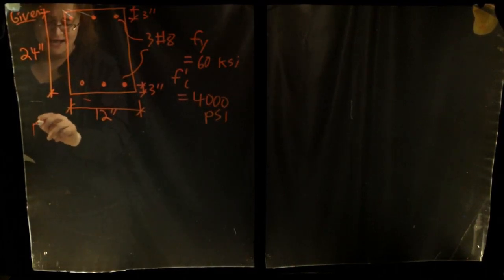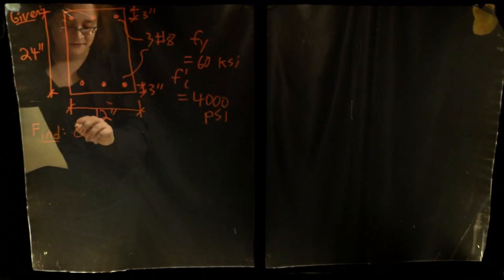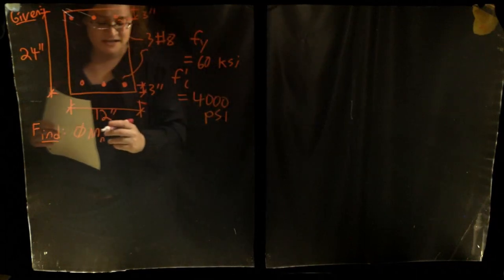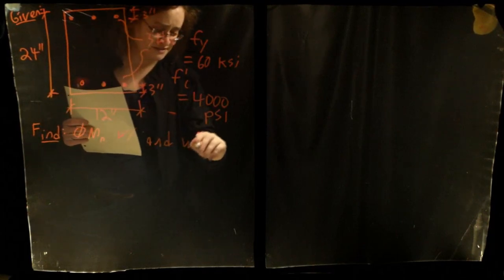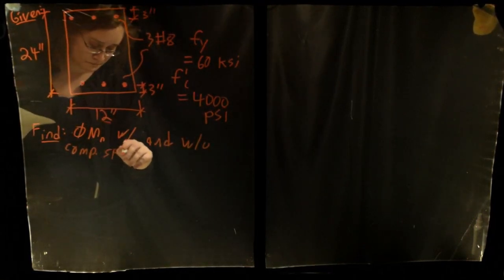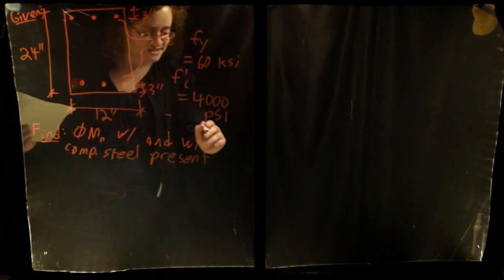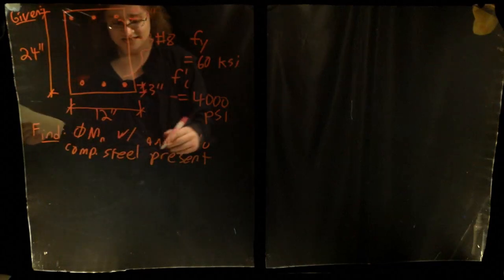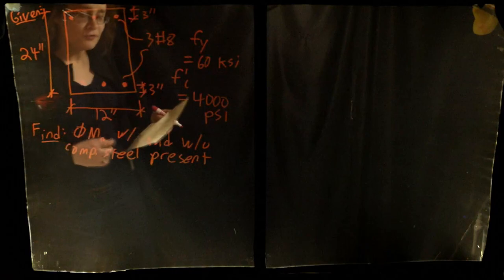And I want to find the design moment capacity, or φMn, with and without the compression steel present. And through this example, we'll explore how compression steel works, what some of the benefits of it are, and how to actually calculate the moment capacity for both of them.